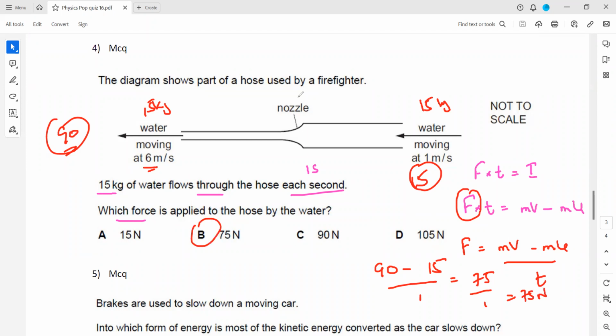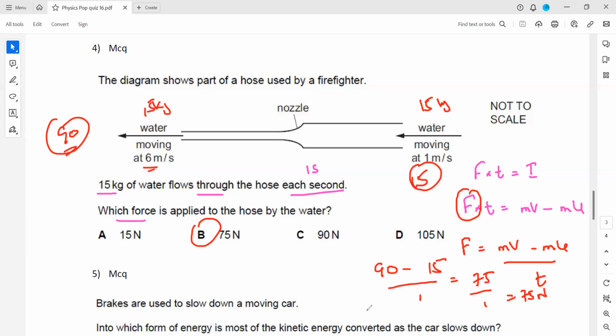So when you have the mass and the initial and final speed, you can use the concept of momentum: the rate of change in momentum is equal to the applied force. So it is important that you learn these formulas. I already shared the formula sheet with you, so you have to memorize these formulas.